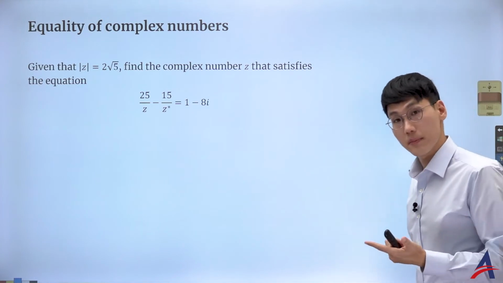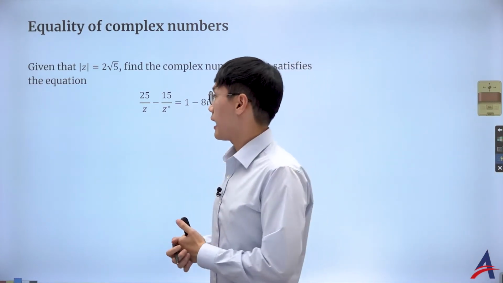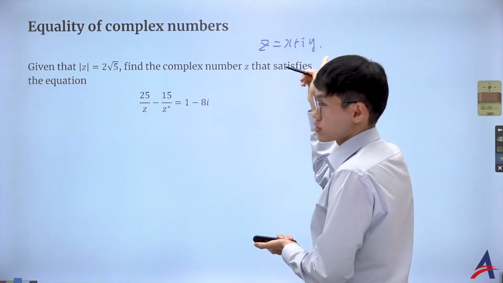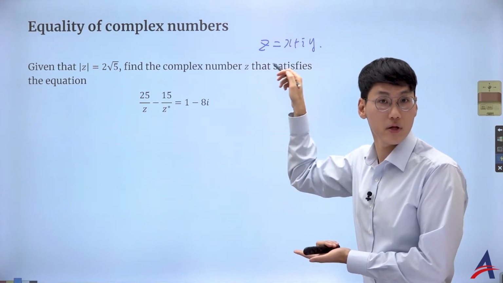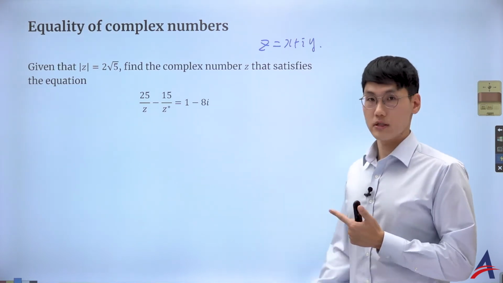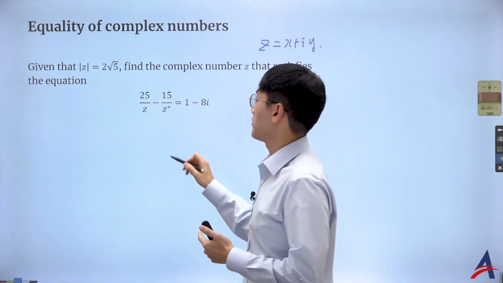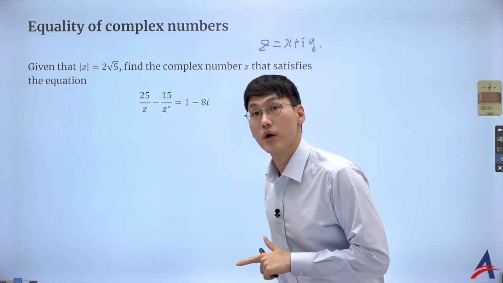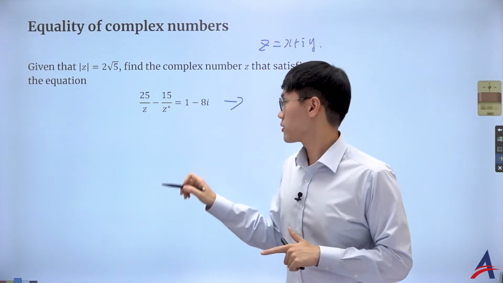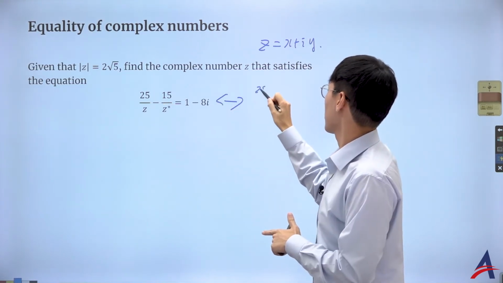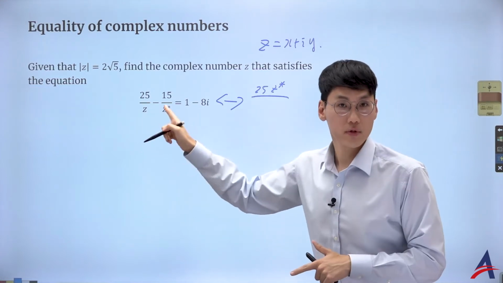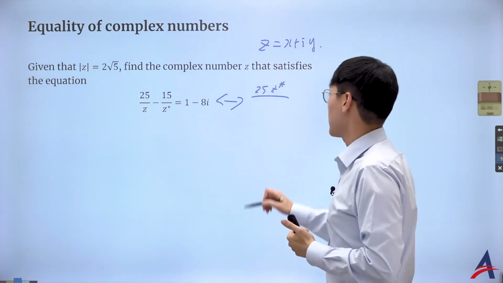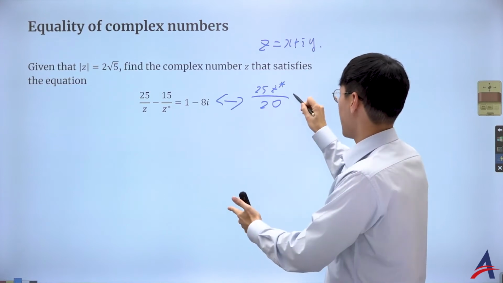Same thing here. I've got the complex number in the bottom. As soon as I see a complex number in the bottom, I know that I'm going to multiply by the conjugate, and you know the product of a complex number and its conjugate is what? Very good, the modulus squared, isn't it? So I am going to convert this right away. The numerator is going to be 25 z conjugate over the product of the complex number and its conjugate, so it's going to be a modulus squared, 4 times 5, so that's going to be 20.